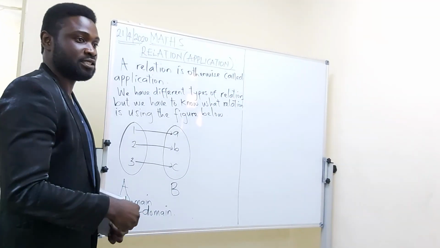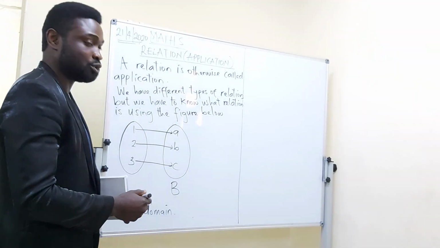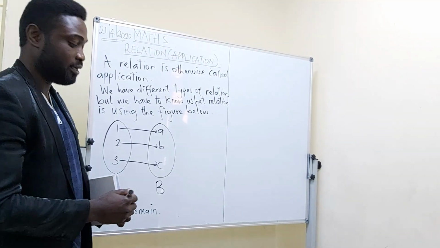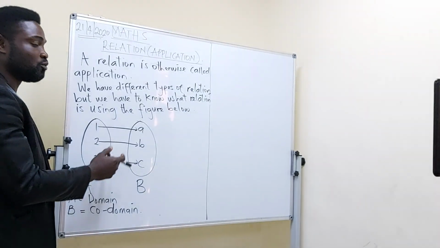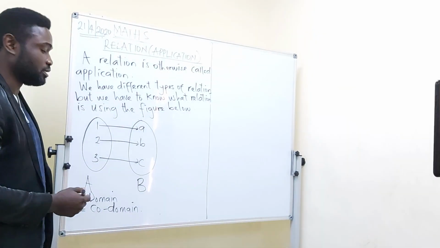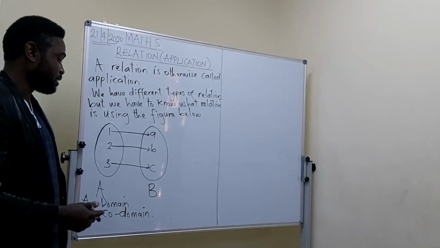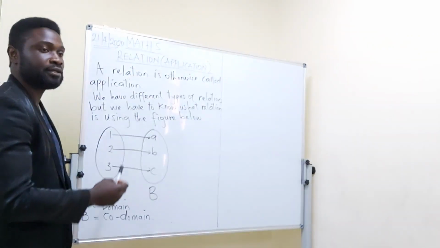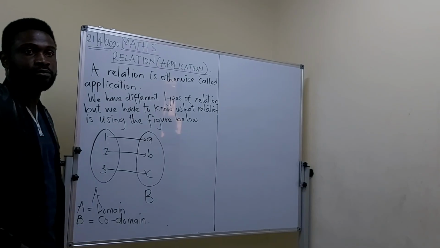I want you all to pay attention. As you know, this is going on live, so you have room and space as well to ask your questions, if there will be any question. Now, looking at the diagram we have on the board, we have two circles. In one of those circles, we have numbers. In the other one, we have alphabets. Now, in the first circle, we have 1, 2, and 3. In the other one, we have A, B, and C.